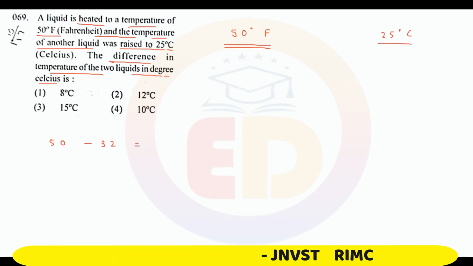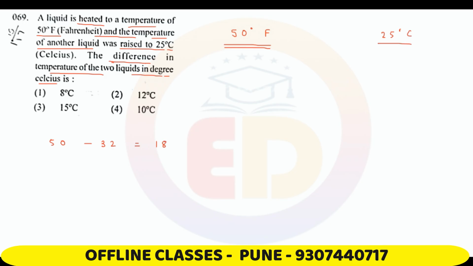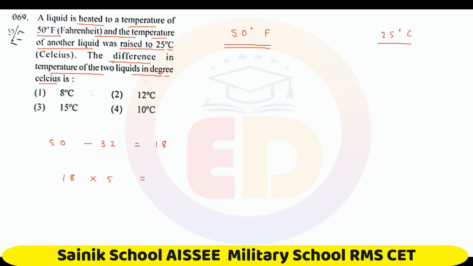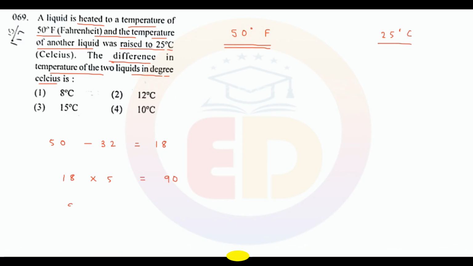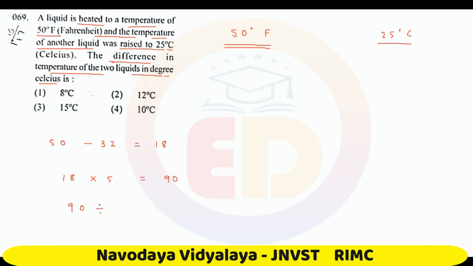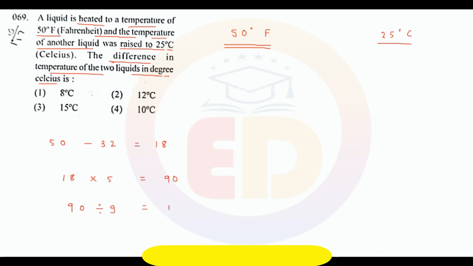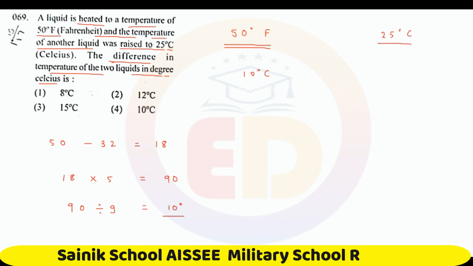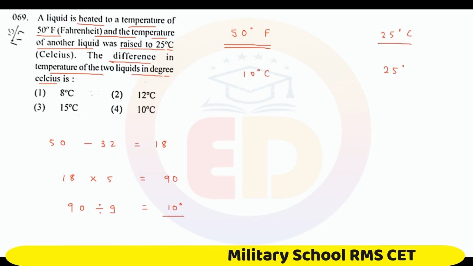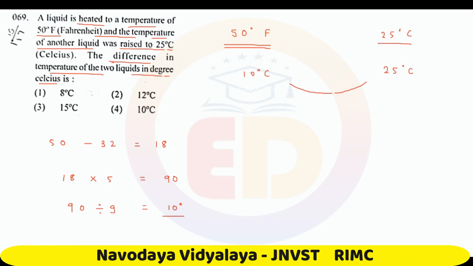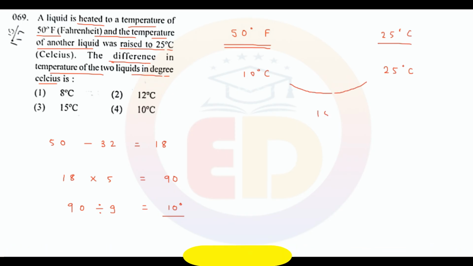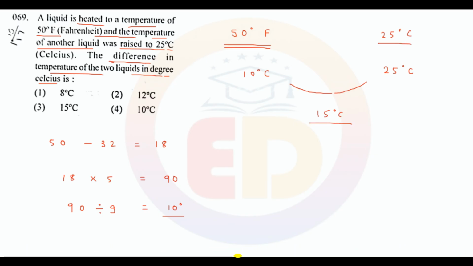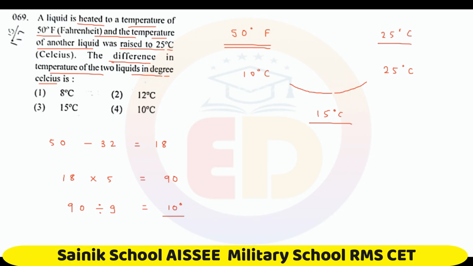50 minus 32 will be 18. Multiply this by 5, it will be 90, and third step, divide by 9, it is 10. So when I convert 50 degree Fahrenheit to degrees Celsius, it is 10 degrees Celsius. Another liquid is 25 degrees Celsius. To find out their difference, subtract 25 minus 10, answer is 15 degrees Celsius. Repeatedly we have done many such questions. Answer is option 3.